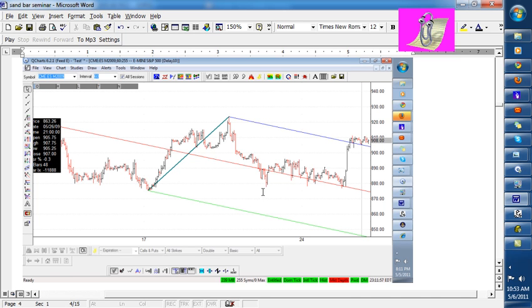Here we go. This one, this is a 1. Boom. This is nothing. Here's a 2. Here's a 3. Here's a 4. Here's a 5. Here's a 6. Notice, no confirmation. Here's a 7. Boom, confirmation. There we go.